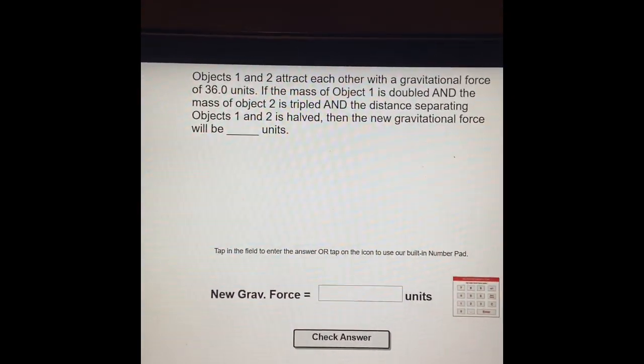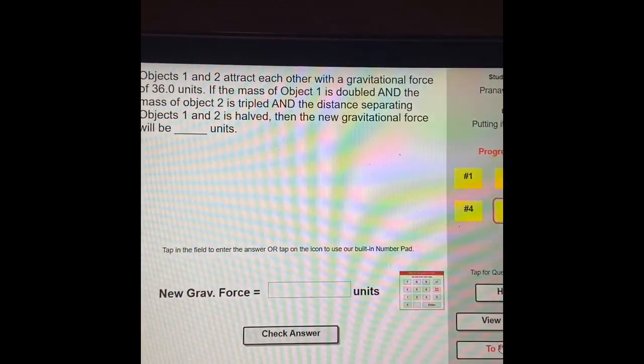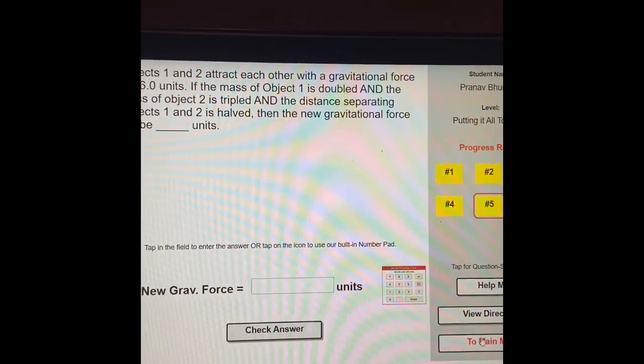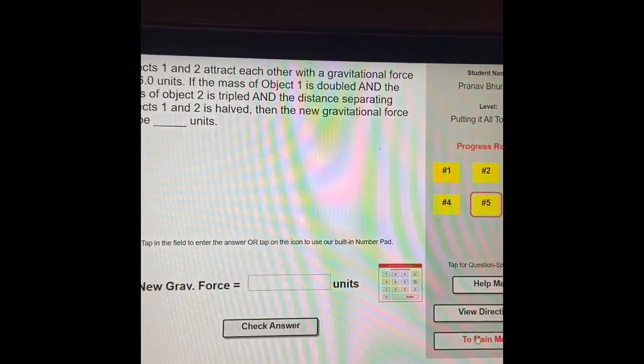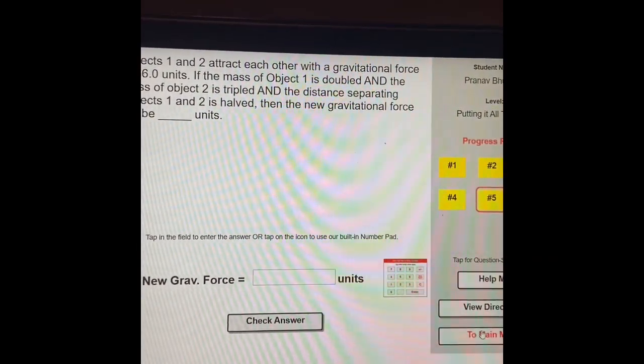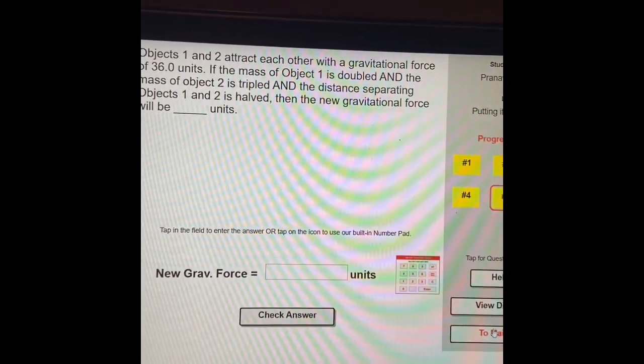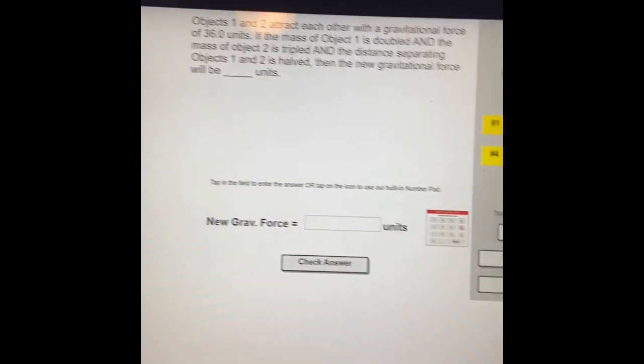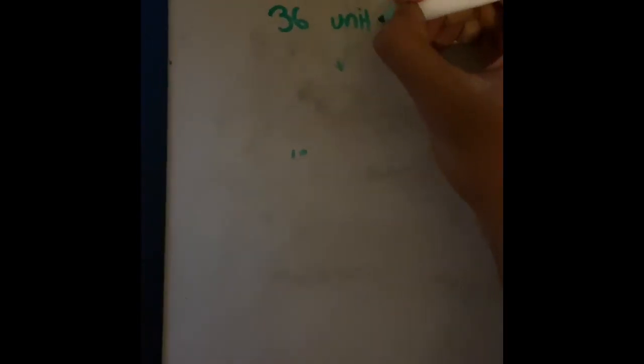Objects 1 and 2 attract each other with a gravitational force of 36 units. If the mass of object 1 is doubled, and the mass of object 2 is tripled, and the distance separating objects 1 and 2 is halved, the new gravitational force will be blank units. So, let's try this out. As we know, they currently have a gravitational force of 36 newtons, or units. So let's draw it out. Object 1, object 2.